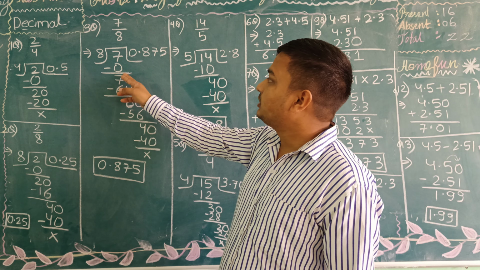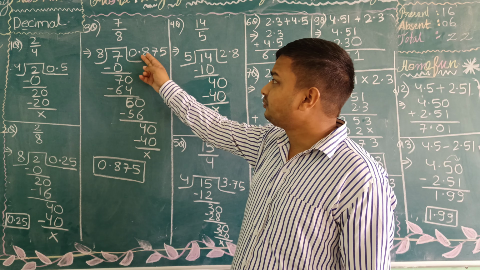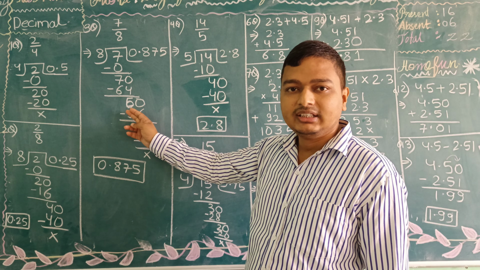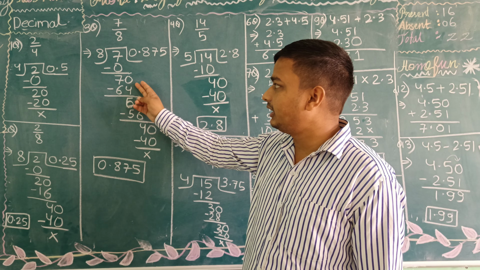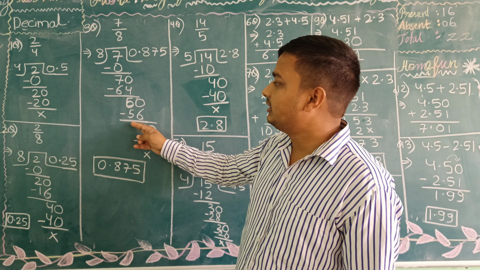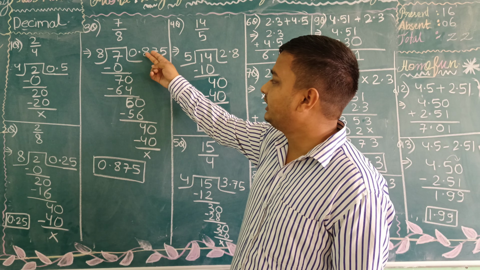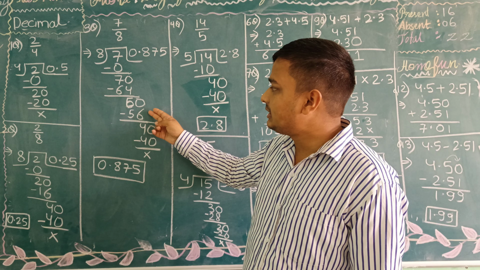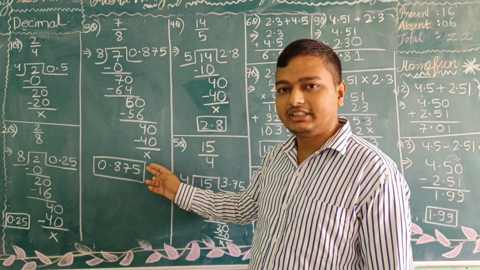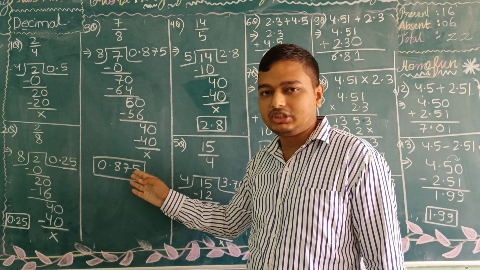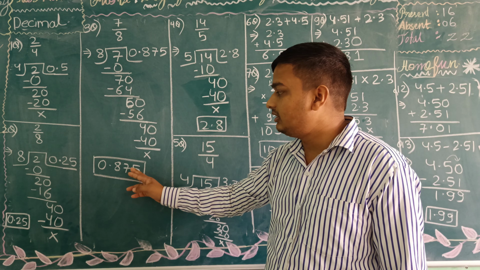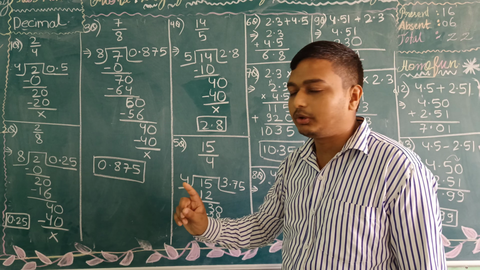Now next, 8 zeros are 0. After here it came 70. The decimal I have taken, here 0. 8 eights are 64. 70 minus 64, here it will be 6, so 60 I got. Now after that, 8 sevens are 56. Already I told you the decimal is there, so I can take a 0 here. 60 minus 56, the remainder I got is 40. After that, 8 fives are 40. Again the remainder becomes 0. So what is the answer? 0.875. I will not say eight hundred seventy-five; always I will say zero point eight seven five.